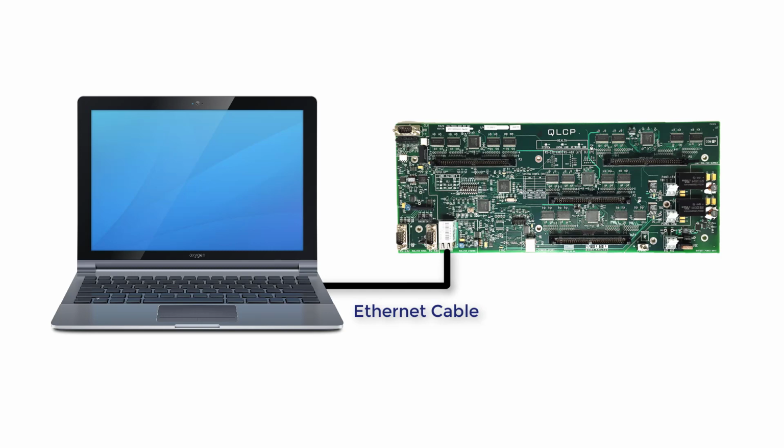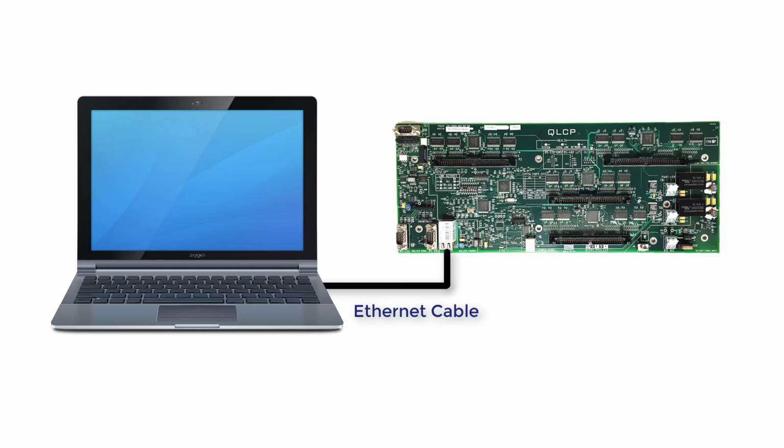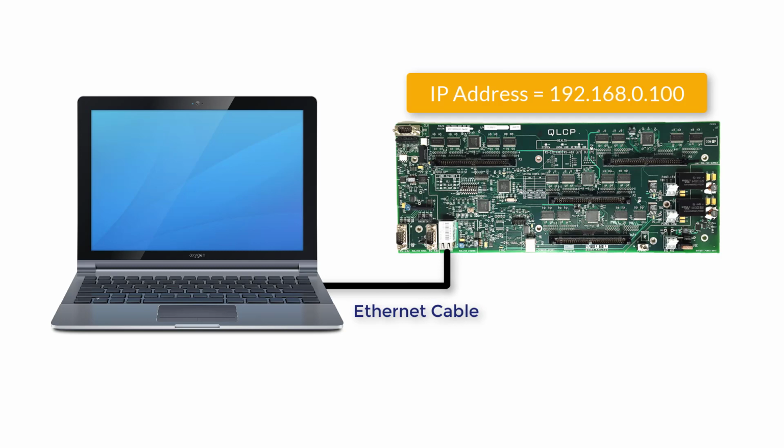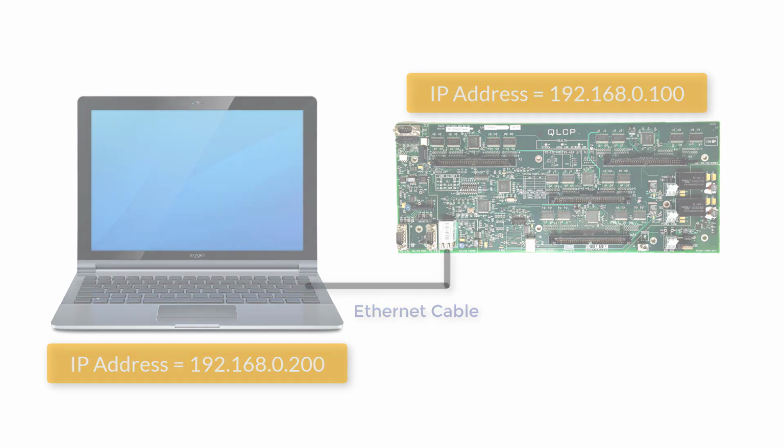Now, you need to know the IP address of your QLCP. If you do not know the IP address, you can access the QLCP configuration menu using the System Configuration USB port to view the network settings. In this tutorial, our QLCP has the default IP address 192.168.0.100. For the PC to be able to communicate with the QLCP, it must have an IP address in the same subnet. For example, we can use 192.168.0.200 for the PC's IP address.